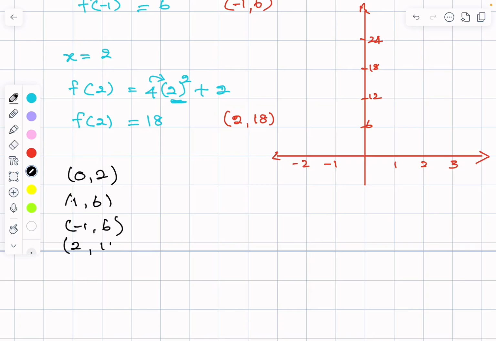Now let's plot the points on the graph. When x is 0, 2 is here. Then (1, 6): when x is 1, y is over here at 6. Then (-1, 6) is here. Then (2, 18) is here.